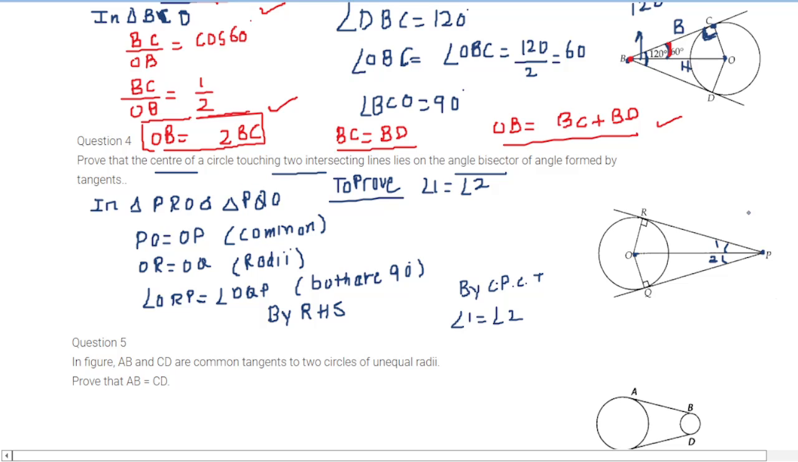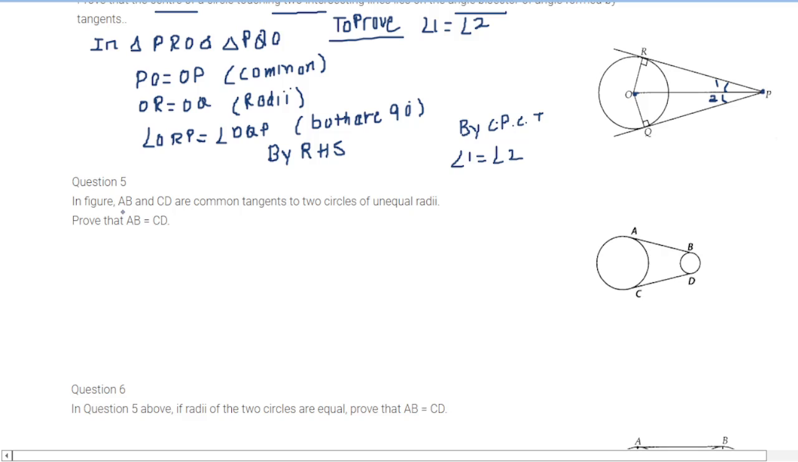Okay, now in question number 5, it is given in the figure AB and CD are two common tangents to two circles of unequal radii. So there are two circles with different radii, but they have two common tangents AB and CD, and we have to prove that AB is equal to CD. So what we will do, we will first extend these tangents, and let's suppose they meet at this point, name it P, right?